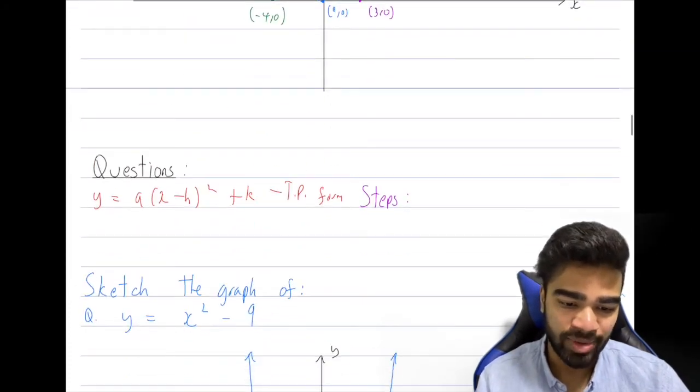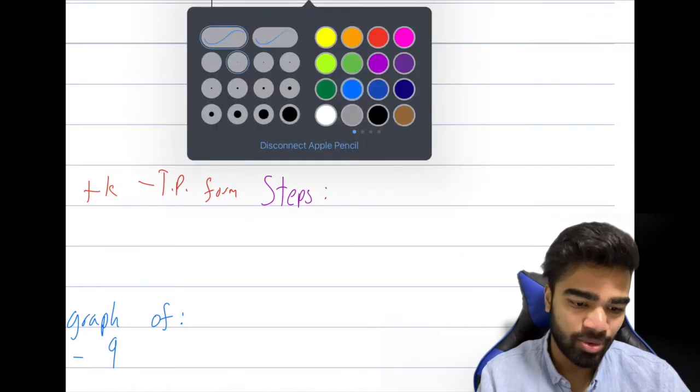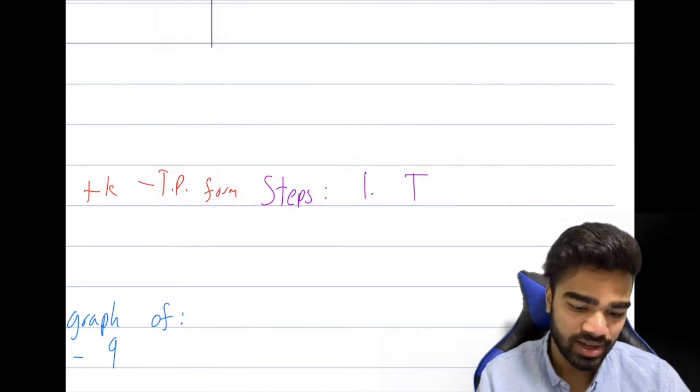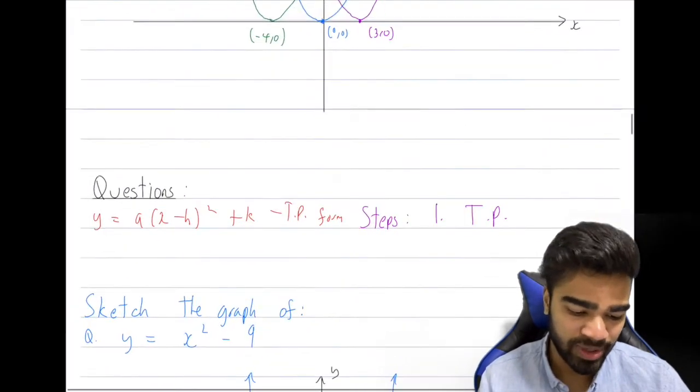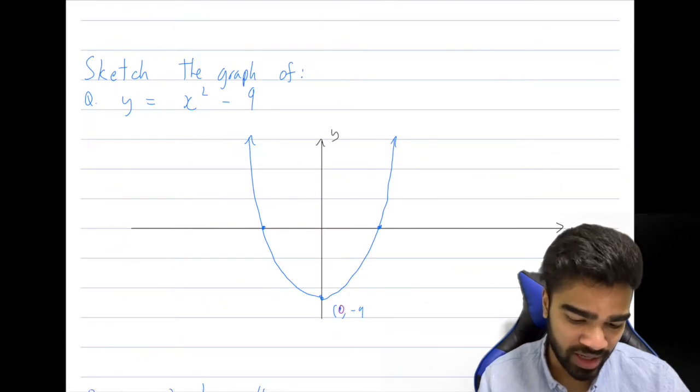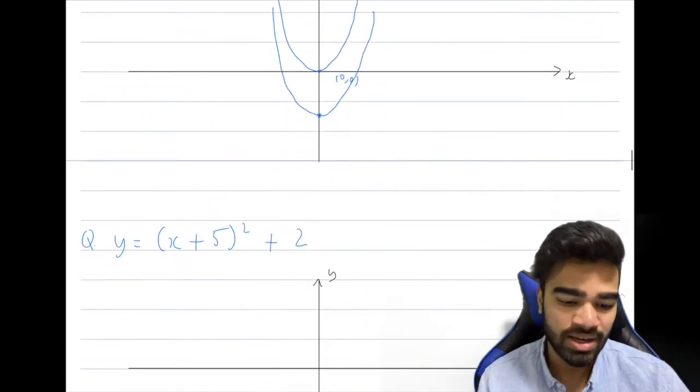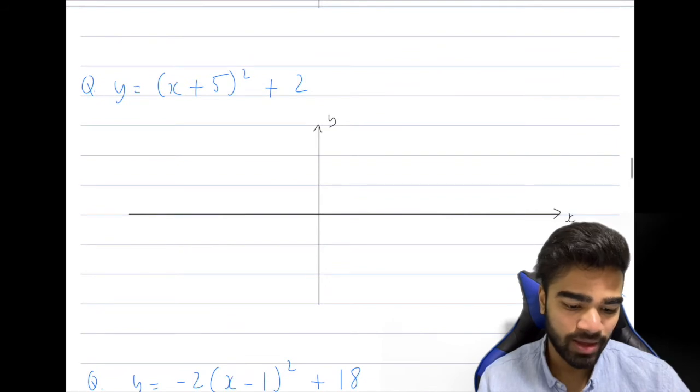Like I mentioned, I was going to tell you the steps. Step number 1 is to find the turning point, like we did in this question as well. We found the turning point first, 0 and 9. Right? So step 1, find the turning point. Okay, so let's do it.